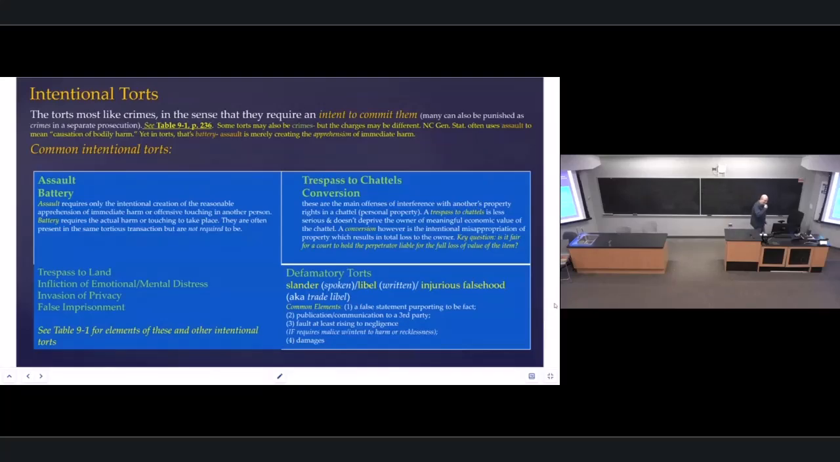Okay, so that's the difference between conversion and trespass to chattels. Notice that if the court asks the question in a trespass to chattels case, is it fair for a court to hold the perpetrator liable for the full loss of value of this item? And I'm the defendant and I say, Your Honor, I took the iPhone for an hour or two to order some stuff online, and okay, yes, I scratched the screen, but I'm willing to pay for a new screen, a couple of hundred dollars or something like that, right?